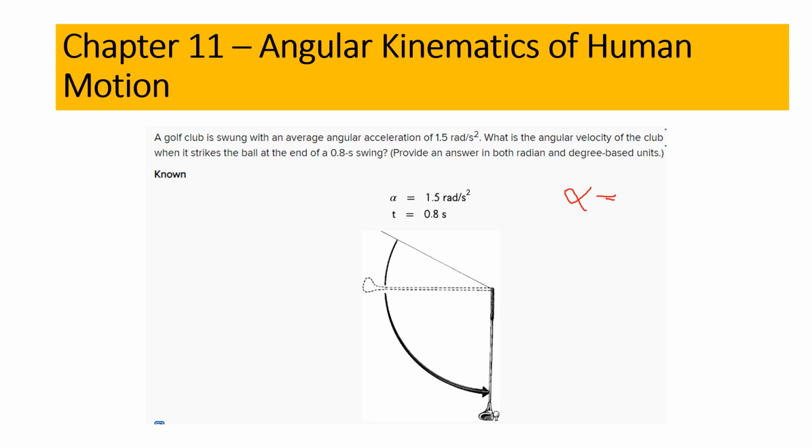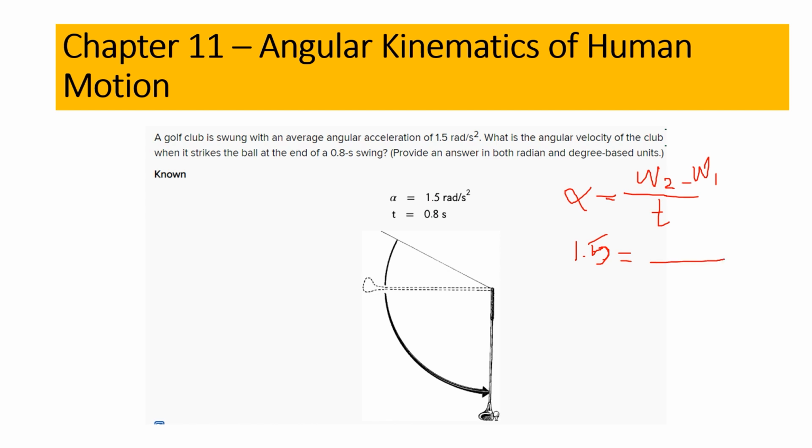Can you formulate in the x and the y directions and make sure which one has the acceleration and the velocity with the angle? Okay, so alpha is W2 minus W1 over time, correct? That's the acceleration. So what do we have here? Swung at an average angular acceleration of 1.5. I have that, right? What is the angular velocity of the club when it strikes the ball?